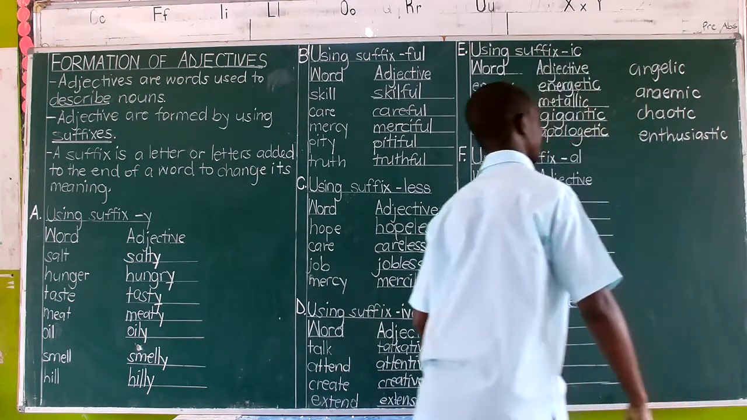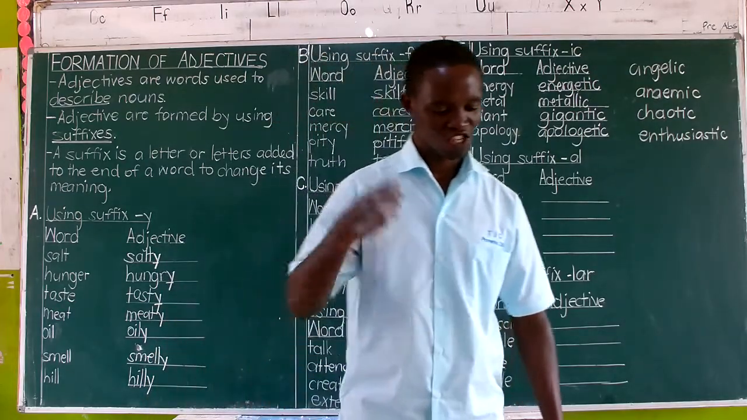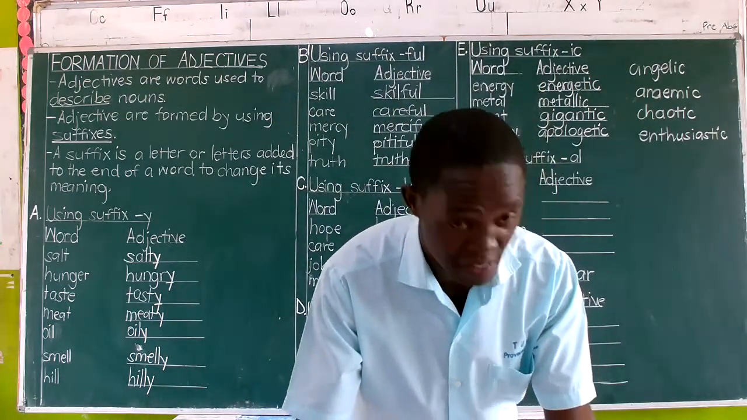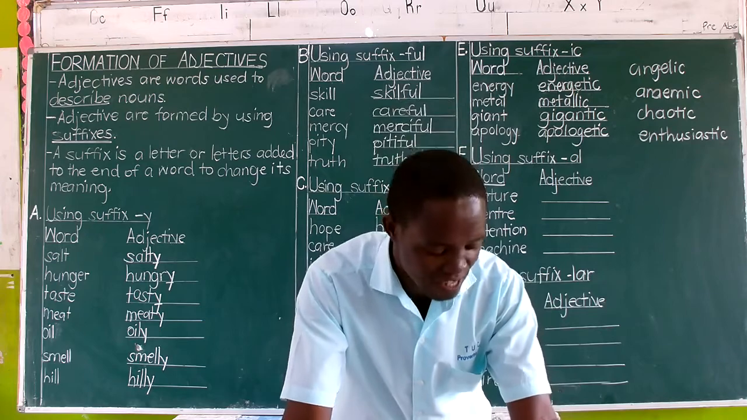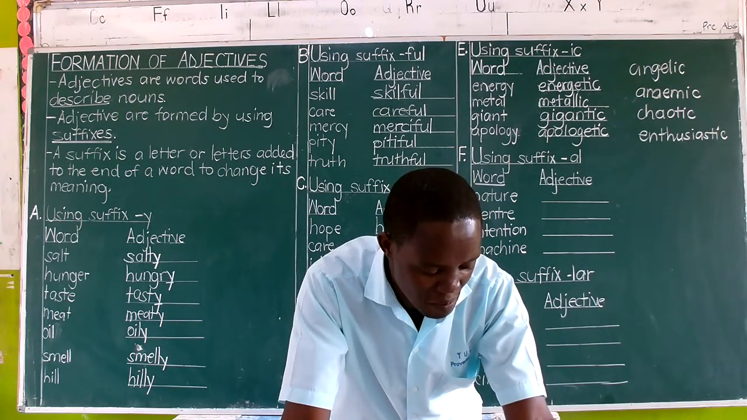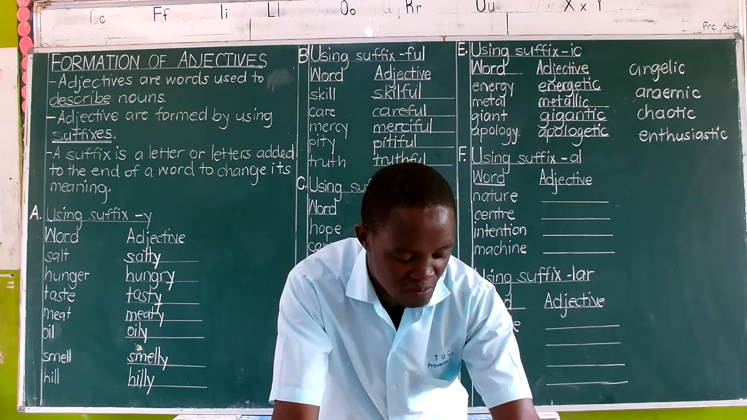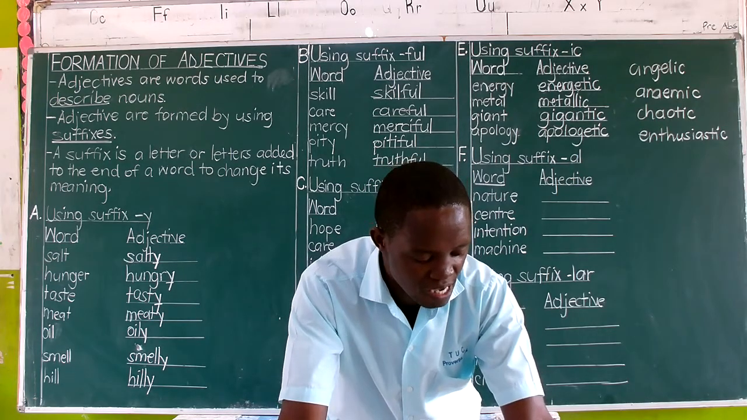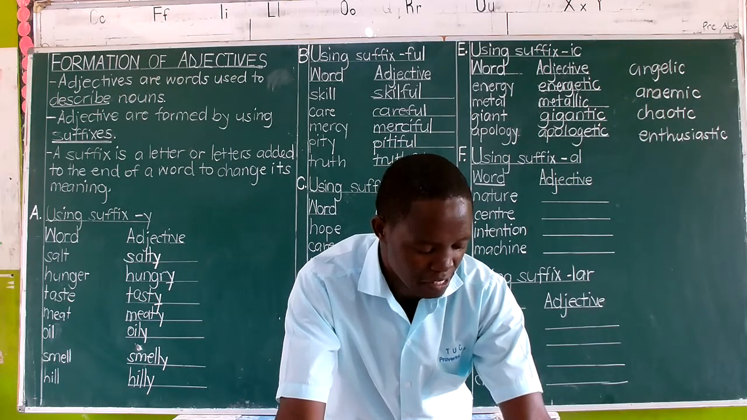E-N-T-H-U-S-I-A-S-T-I-C. Enthusiastic. That is interested. If you are enthusiastic about something, you are interested in it, or you are excited about doing it or seeing it. That's being enthusiastic. Next, icon, which changes to obviously iconic.